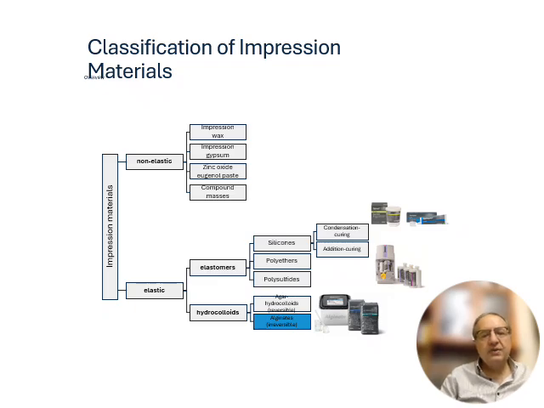Classification of impression materials. We have rigid impression materials and elastomeric impression materials. Some of the elastomeric impression materials are hydrophobic, such as C-silicones. Some of them are hydrophilic, such as polyether, and we will shed light on these materials. Of course, alginate is not suitable as a final impression material. It's for preliminary impressions, and it's called hydrocolloid, or irreversible hydrocolloid.